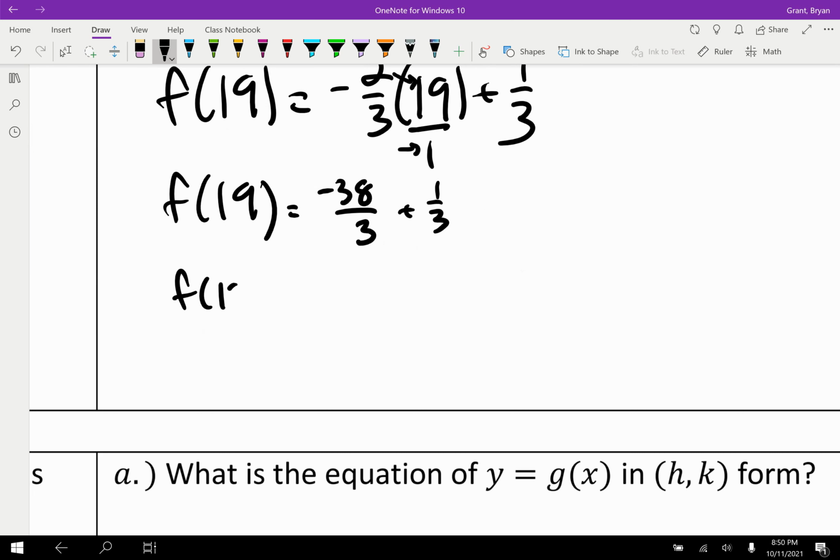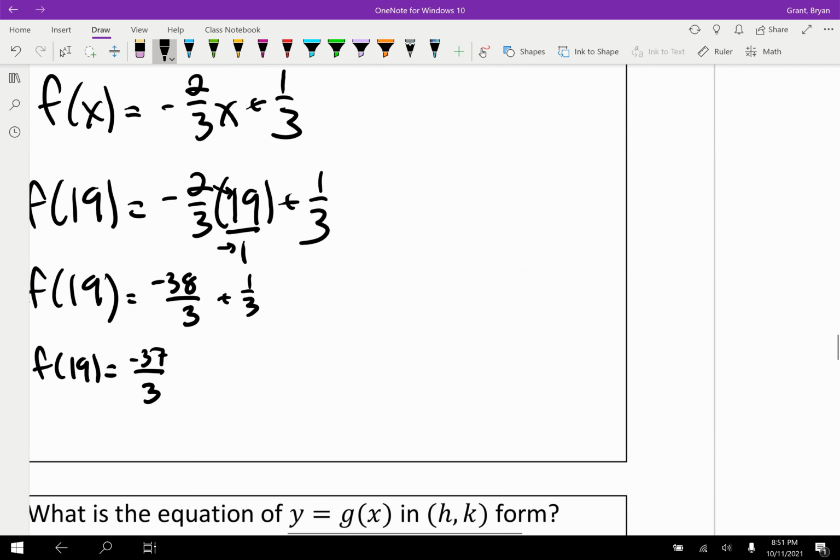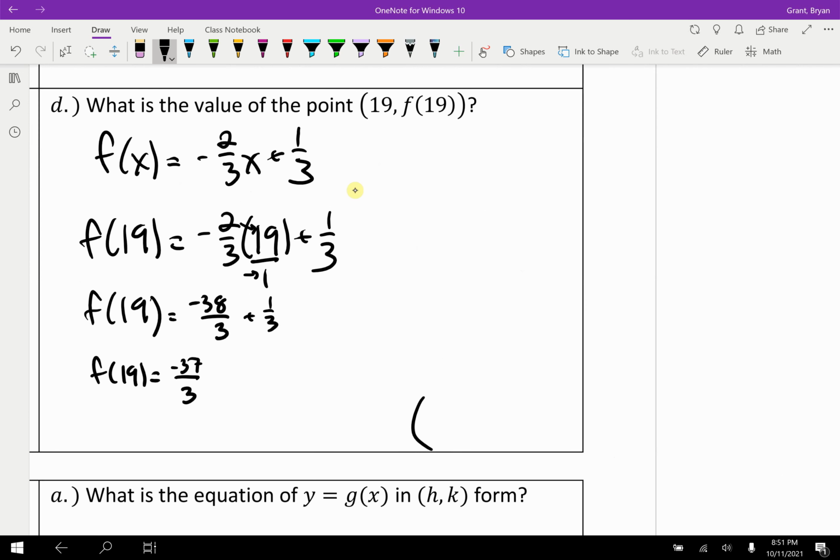Well, as we continue out, f of 19, we can have common denominators already. That's excellent. Negative 38 plus 1 is negative 37. I don't think 3 goes nicely into negative 37, which actually might make this easier. I think our final answer will be 19 comma negative 37/3. And you're set.